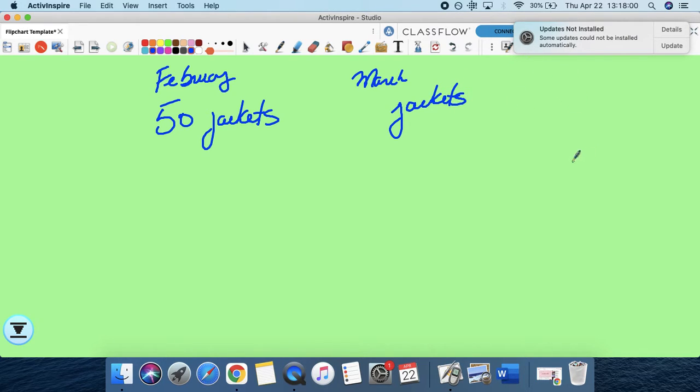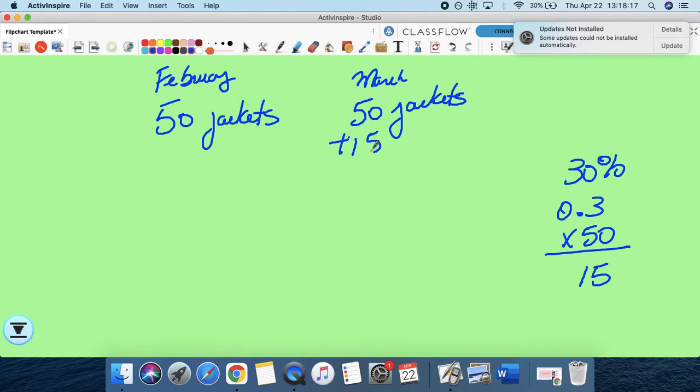So, 30%, we're going to change that to 0.3 and multiply it by 50. 0.3 times 50 es 15. So 30% de 50 es 15. So en marzo tienes que vender los 50 más 15 jackets. So in March tú tienes que vender 65 jackets en total para que tenga un aumento de 30%. So you have an increase of 30%.